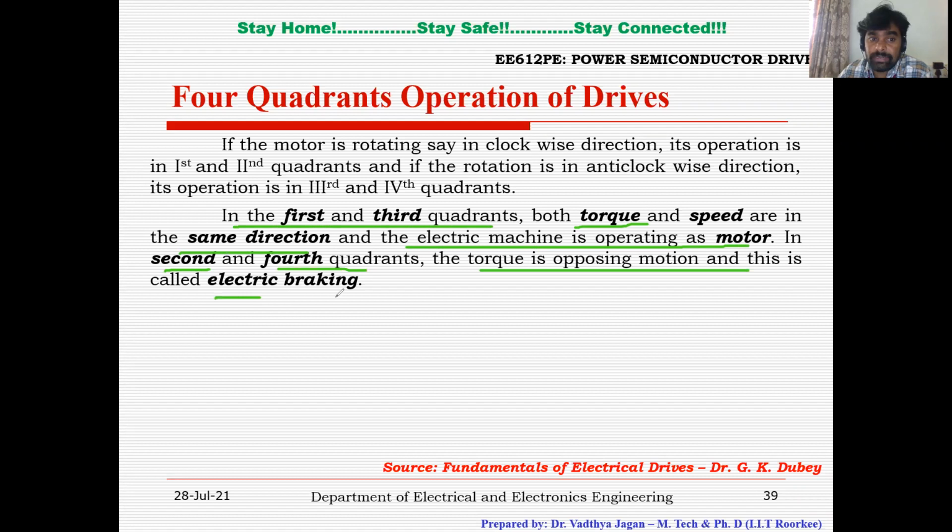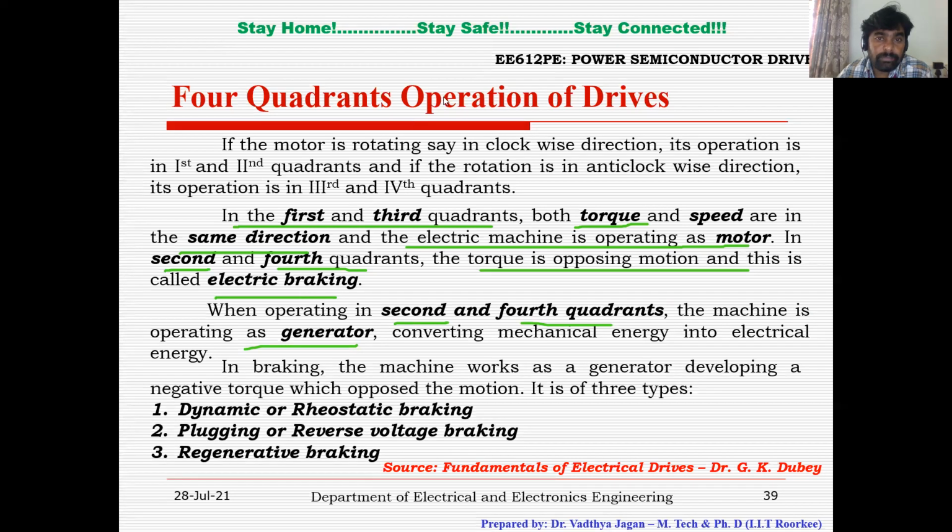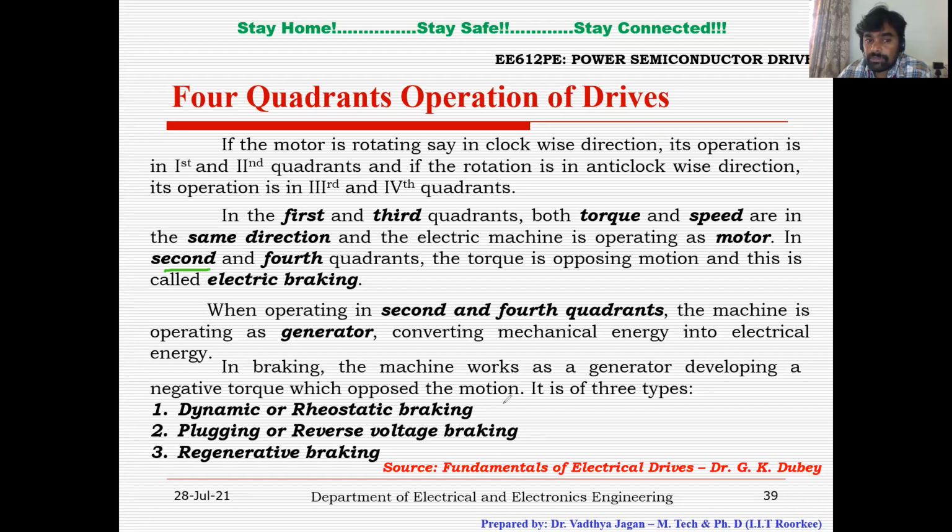That is called electrical braking, right? So when operating in the second and fourth quadrant, the machine is operating as a generator. That is what I mentioned in the last slide, converting the mechanical energy into electrical energy, right? So in braking, the machine can work as a generator, developing a negative torque, which opposes the motion, right?